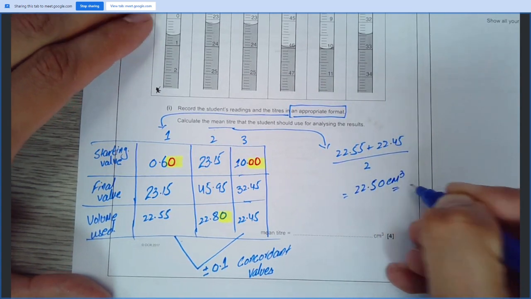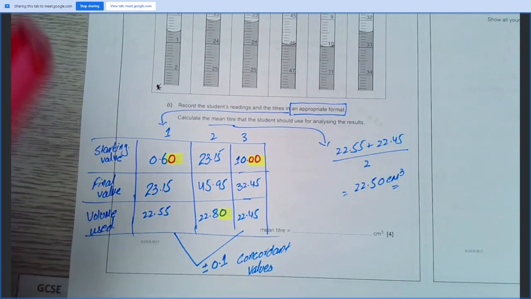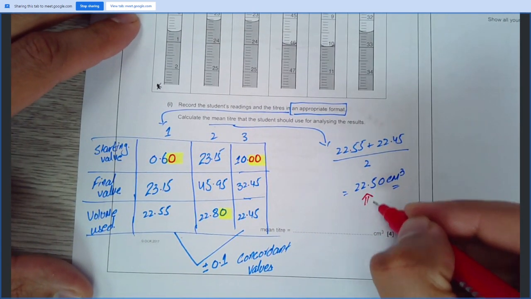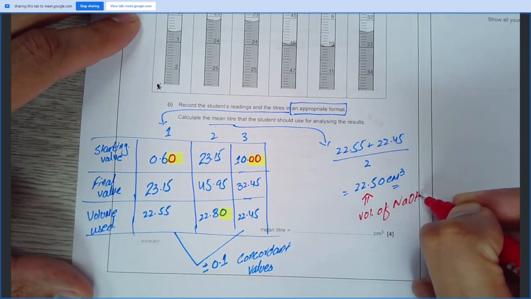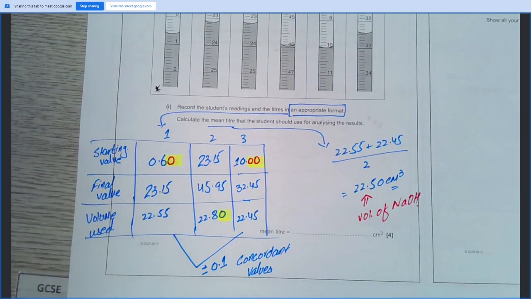centimeter cube. Now remember, this is the volume of what? This is the volume of NaOH. Are you happy with that? Because we took 25 centimeter cube of the acid solution, and this is coming from the butyrates, and this is our NaOH.